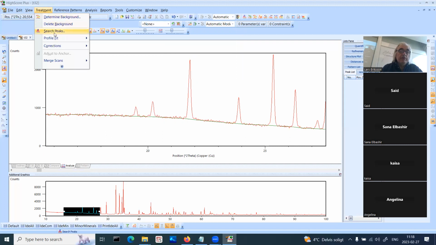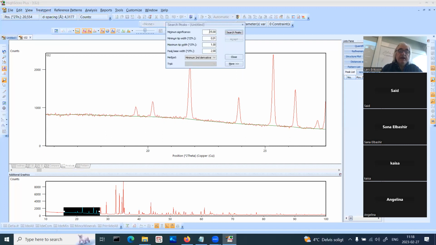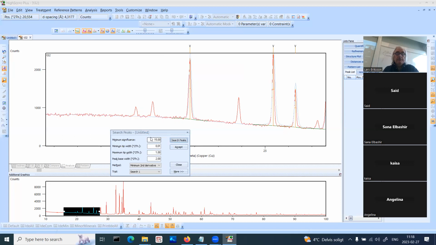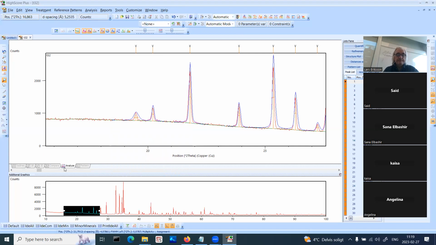Then we go for locating peaks. And as usual, this significance value, I don't know what value it should be. We try with the previous value. Search peaks. Now, that was too large, I would say, because we missed these quite well-defined peaks. So I would decrease the significance, maybe from 15 to 5, and redo the search. This is probably better. Accept this one.